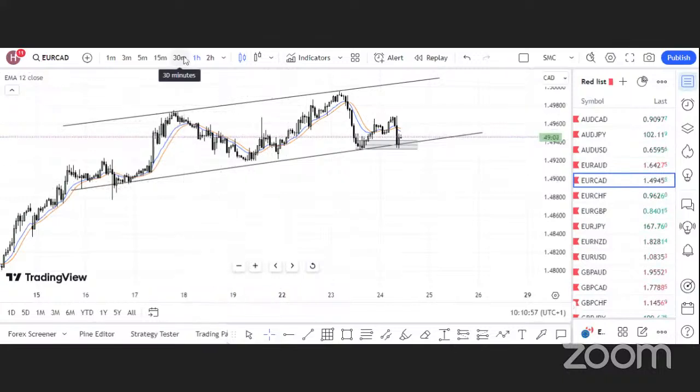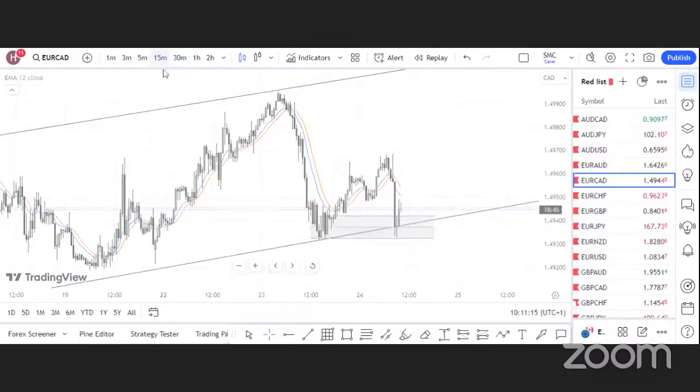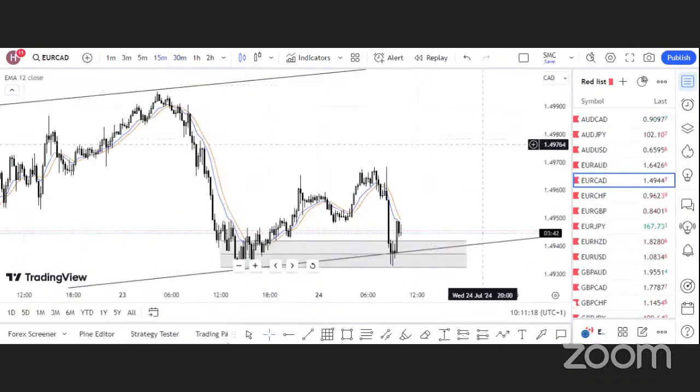Now let's go down to the lower time frame. This is a strategy I taught you guys yesterday here live. I'm going to be using the same strategy to analyze the market. So you see the power of the strategy. I think our first analysis with this strategy was BNB USDT.